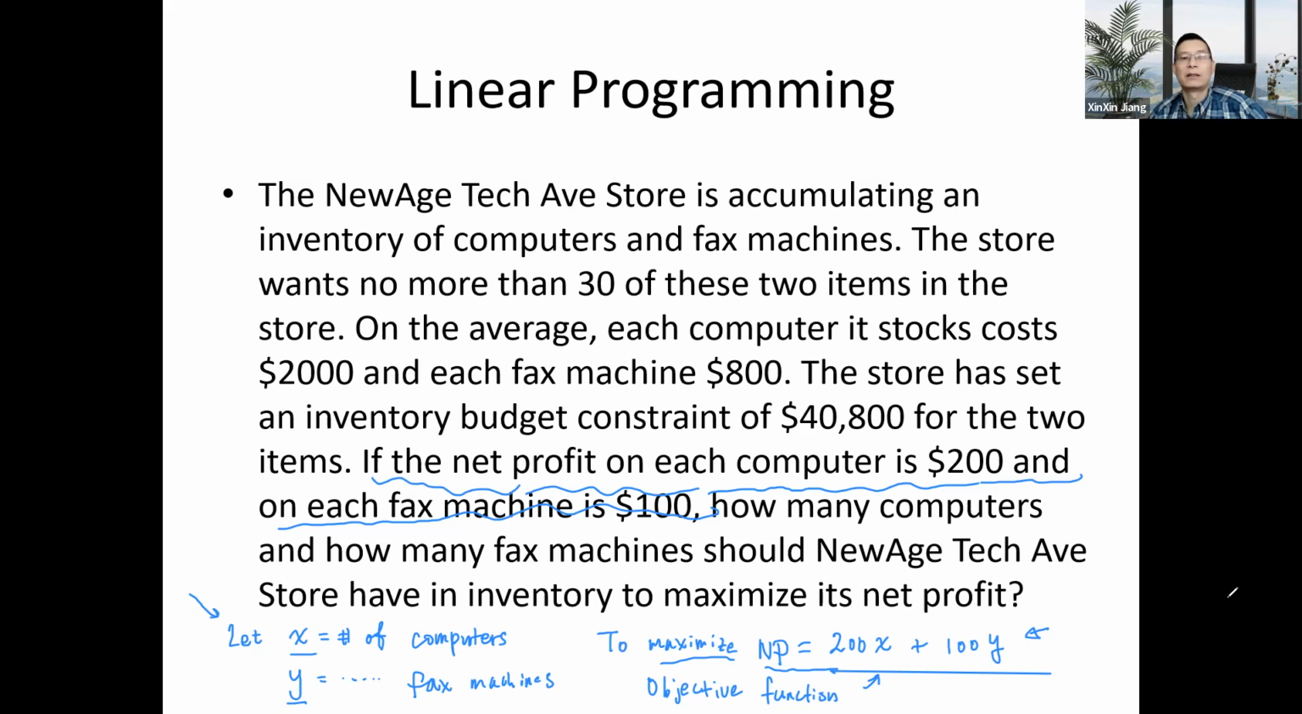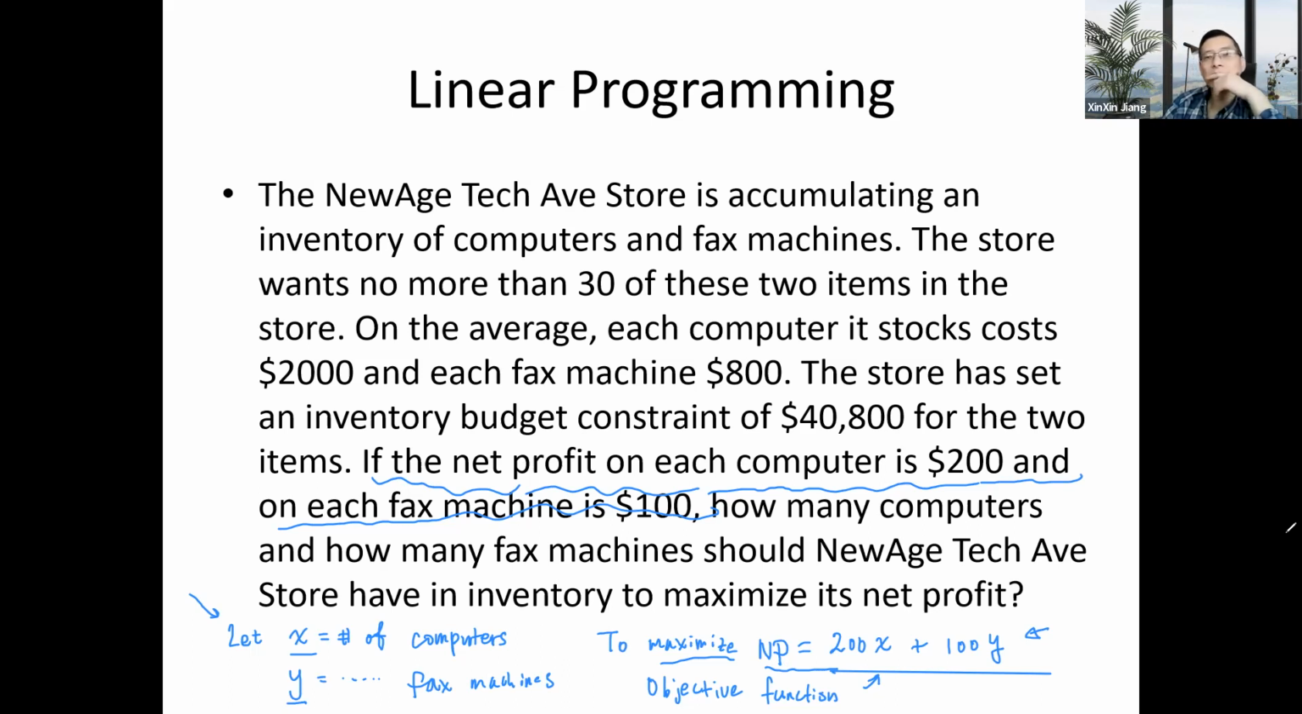Second, there's an inventory budget constraint. Okay. So I'm going to copy down the objective function, and I'm going to use it later on because this problem is too long and I don't have space to work on it. 200x plus 100y. Okay, I want to maximize that.